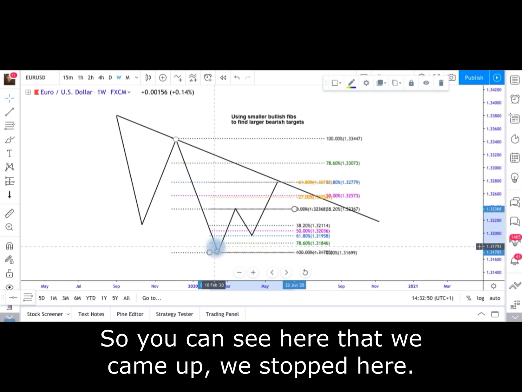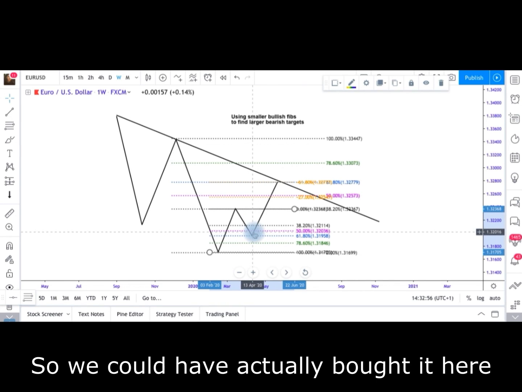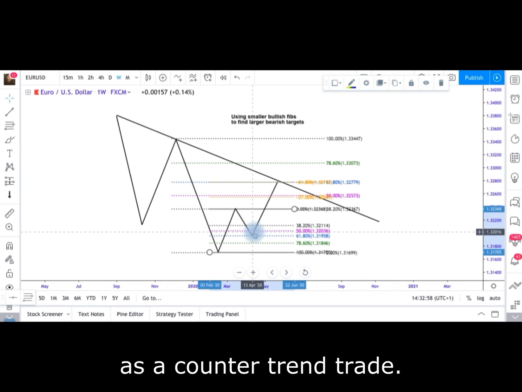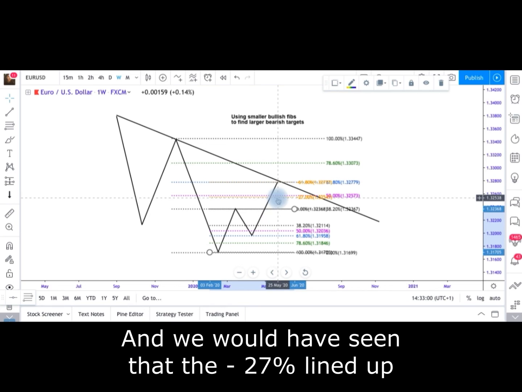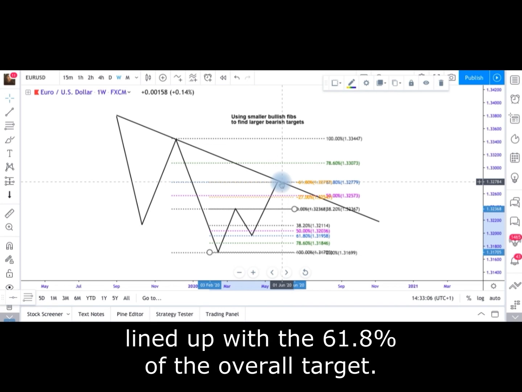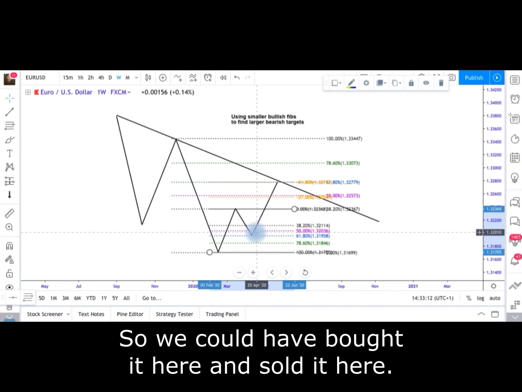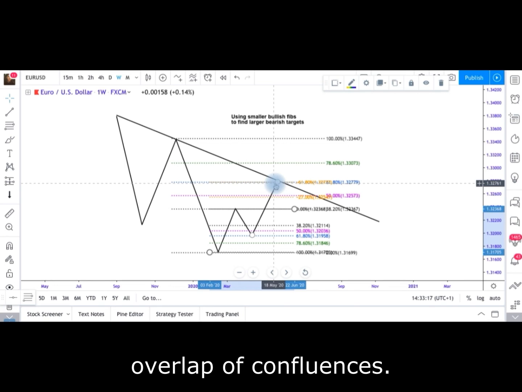So you can see here that we came up, we stopped here, we came down, we hit the 61.8%, so we could have actually bought it here as a counter trend trade, and we would have seen that the minus 27% lined up with the 50% of the overall target, and the minus 61.8% lines up with the 61.8% of the overall target. So we've got this double layer of confluence. So we could have bought it here and sold it here. So you can see how we're getting this overlap of confluences.